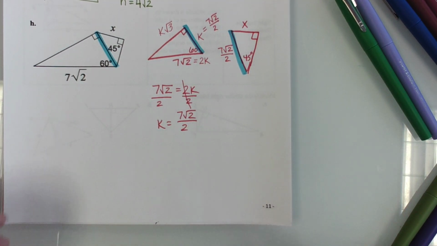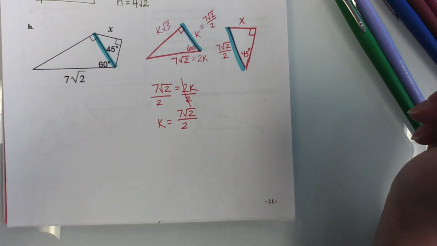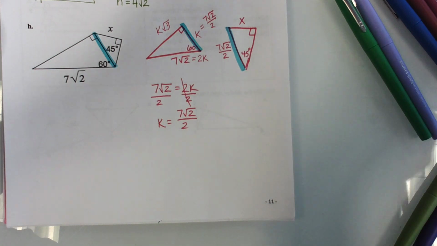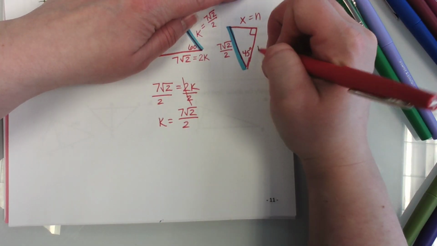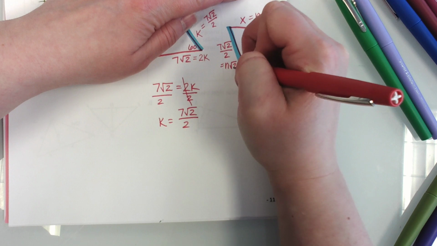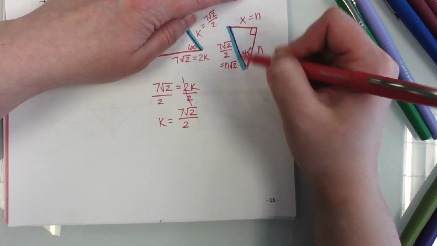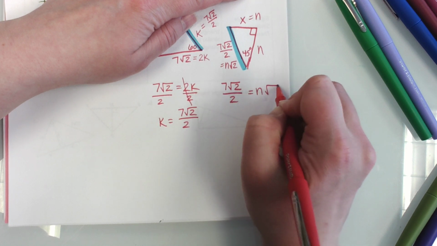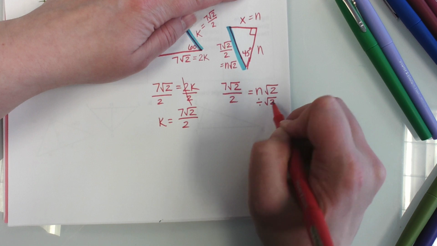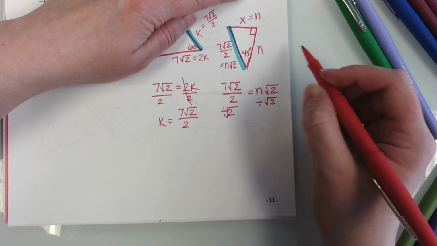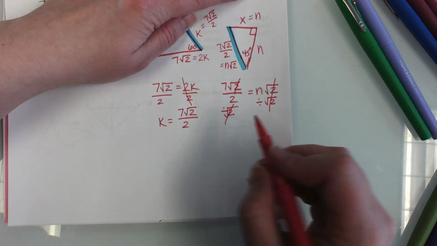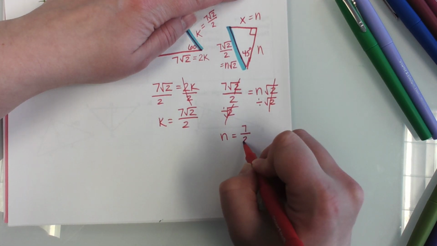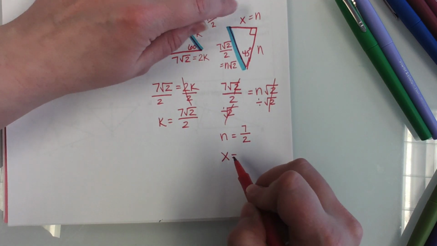Now, I'm going to move on to this triangle. It's 45, 45, 90. Side lengths are k, k, and k times the square root of 2. But I'm going to switch to n's. So they're n and n and n times the square root of 2. So I can solve this one. 7 square root of 2 over 2 equals n times the square root of 2. If I divide by the square root of 2, they cancel here and they cancel here. n is equal to 7 halves. And x is just equal to n.